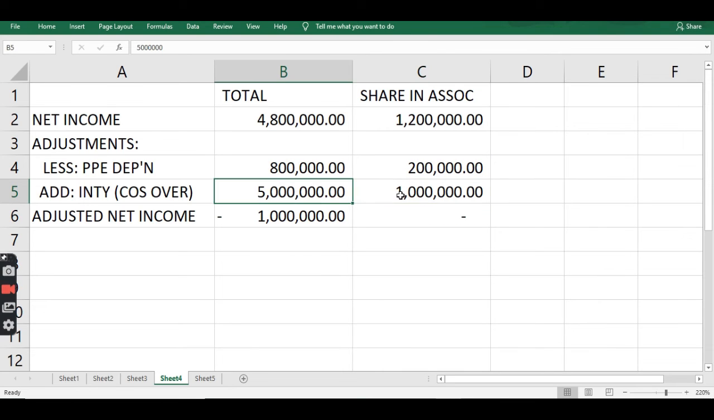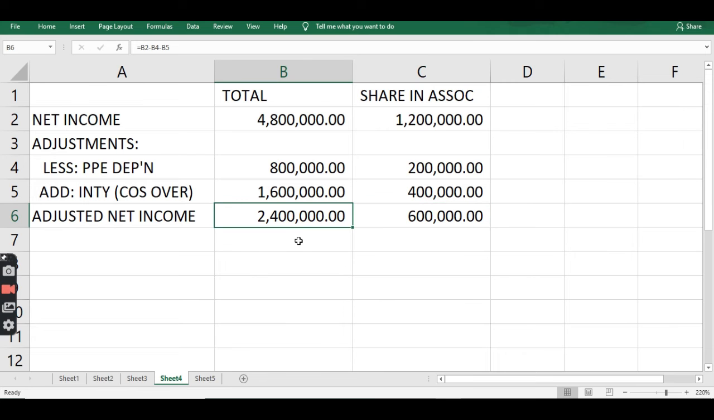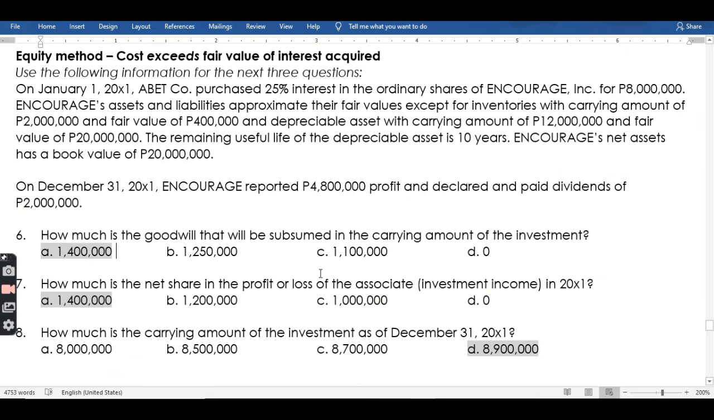Ang sa atin dito will be ito times 25%. Okay? Pagkatapos yung inventory natin, yung overstatement, yung 1.6 kanina, di ba? So 1.6 to. Tapos ang sa atin lang dito will be yung 25%. Okay. So generally, ang mangyayari ngayon dyan, yung adjustment ng ating net income will be ito. Tapos ito yung share natin. Okay? So ang tanong ngayon dyan, how much is the net share in the profit or loss of the associate?